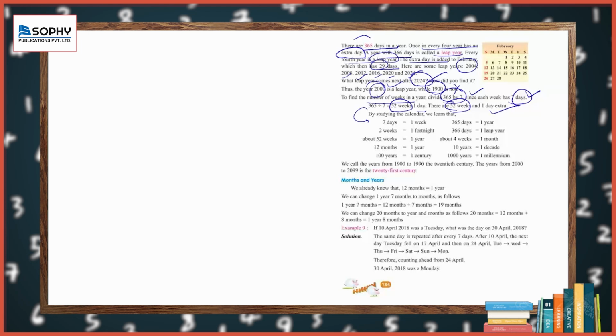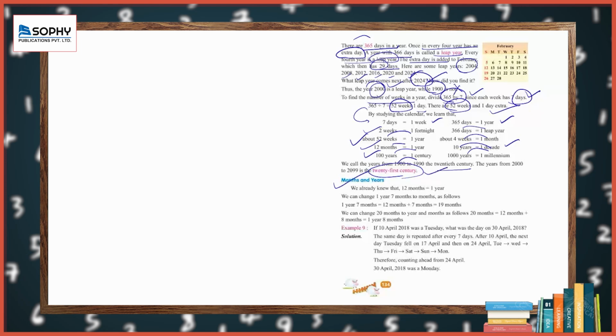By studying the calendar, we learned that 7 days is equal to 1 week, 365 days is equal to 1 year, 2 weeks is equal to 1 fortnight, about 52 weeks makes 1 year, 12 months makes 1 year, 100 years makes a century, 366 days makes 1 leap year, about 4 weeks makes a month, 10 years makes 1 decade, and 1000 years makes 1 millennium. We call the years 1900 to 1999 the 20th century, and the years from 2000 to 2099 the 21st century, students.